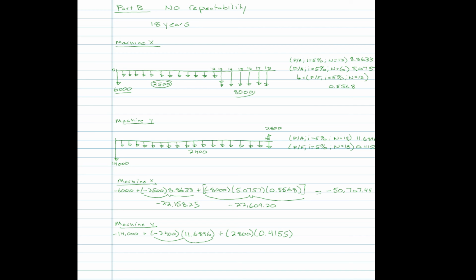This amount is negative 28,055.04, and this is 1,163.40, so that the grand total of this option is negative 40,891.64. In this case, it would be advantageous for us to select machine Y instead of machine X.